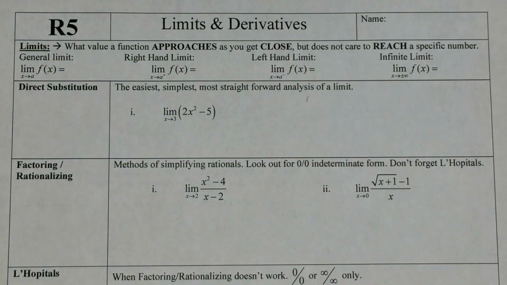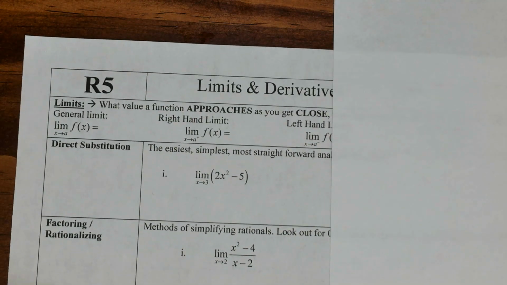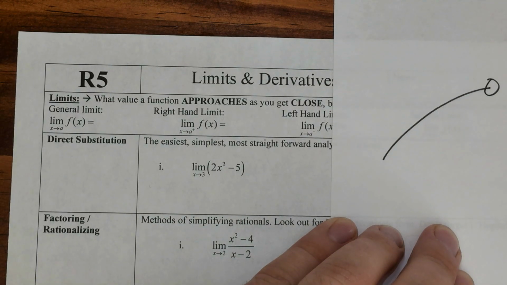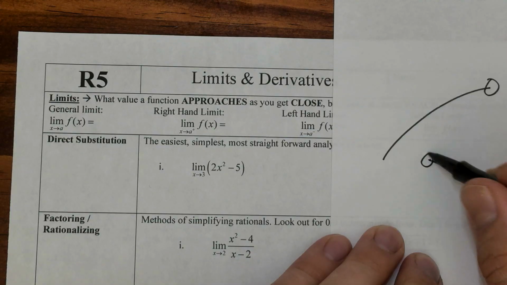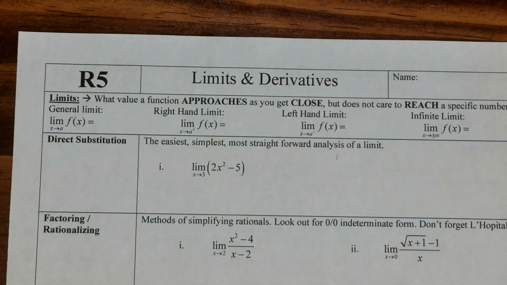Plus, limits, right? A limit cares about what happens as I approach. It doesn't matter what actually happens at the value. A limit just says, hey, on the left side it approaches this amount, on the right side it approaches this amount, and we hope those two amounts match to then say the general limit exists.